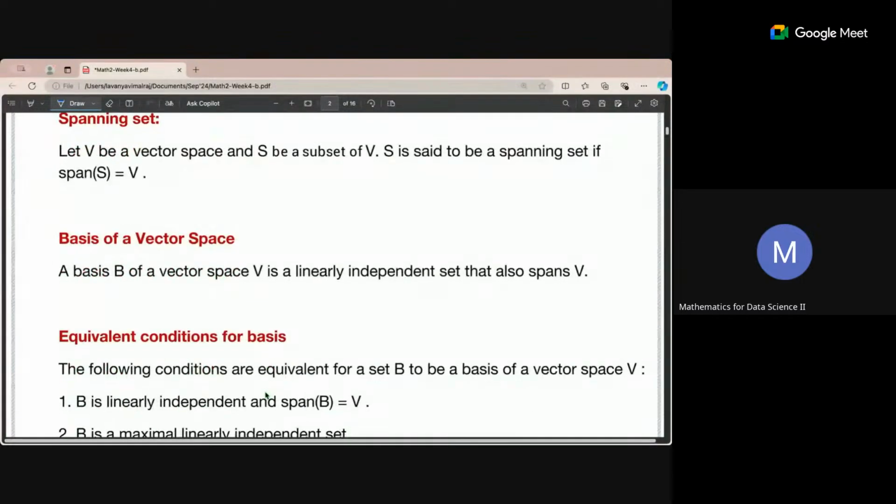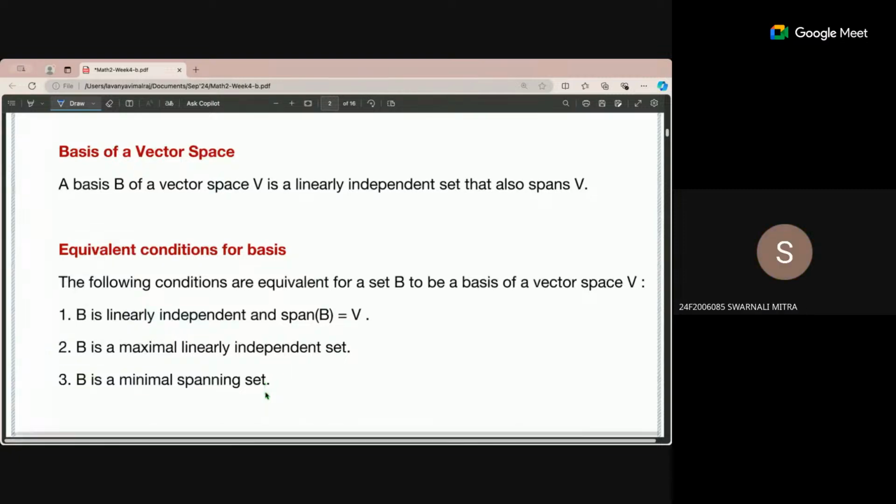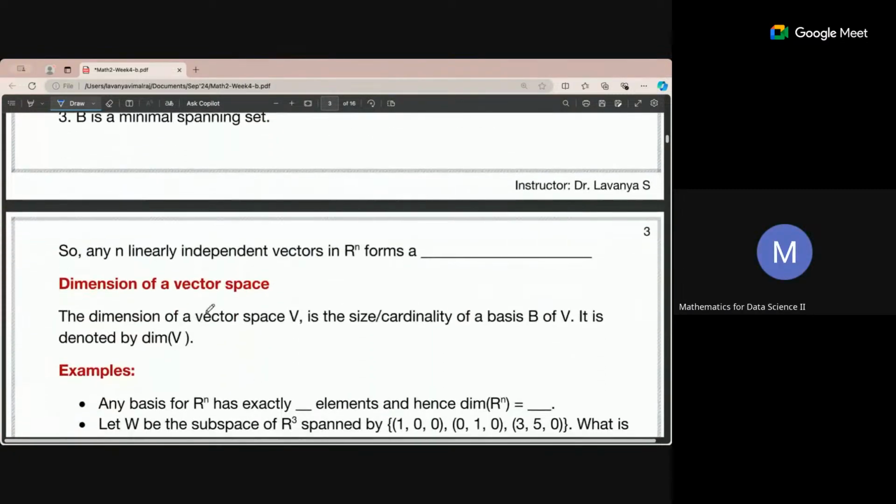So what is the typical example of a basis for Rn? (1,0), (0,1) for R2. We call this the standard ordered basis. Any n linearly independent vectors in Rn form a basis, because we know that they are linearly independent and the span of n linearly independent vectors in Rn is Rn itself. So it forms a basis.